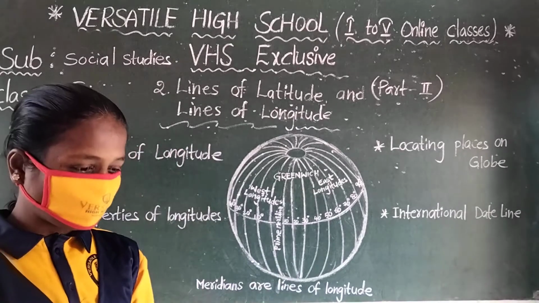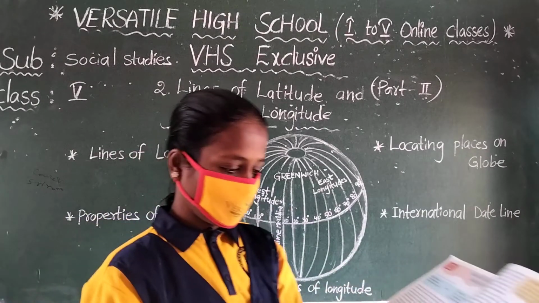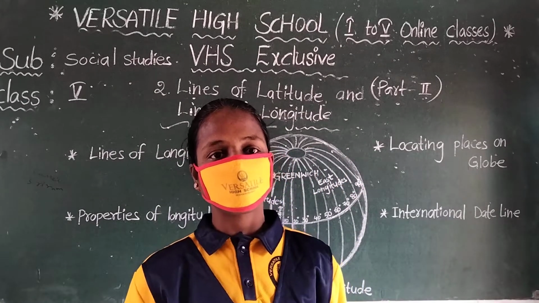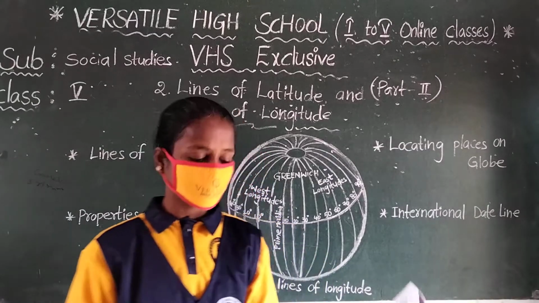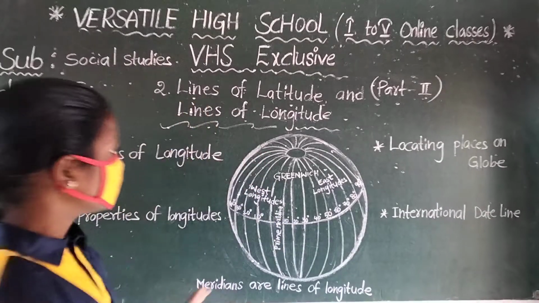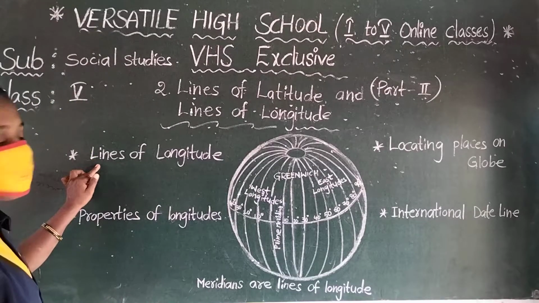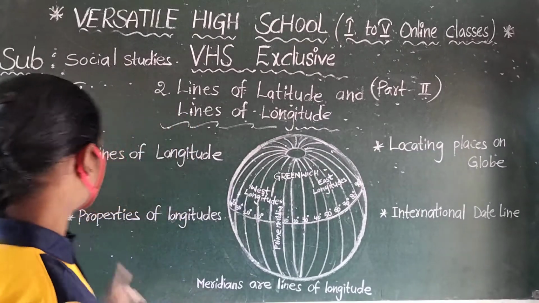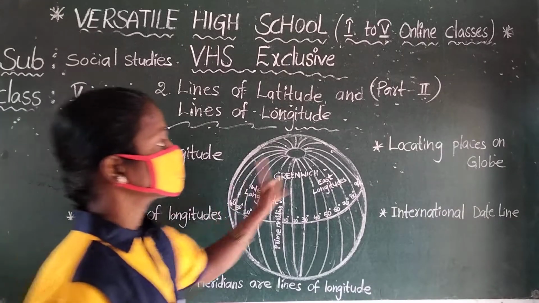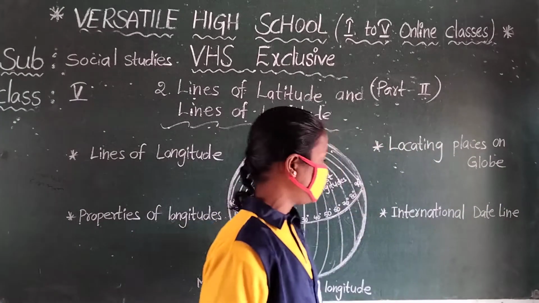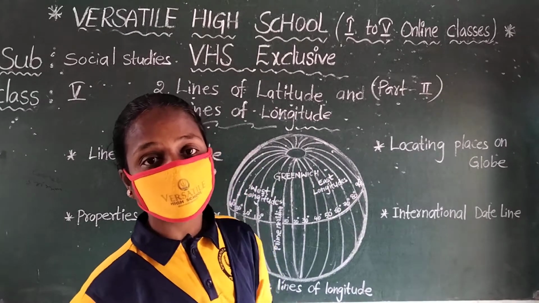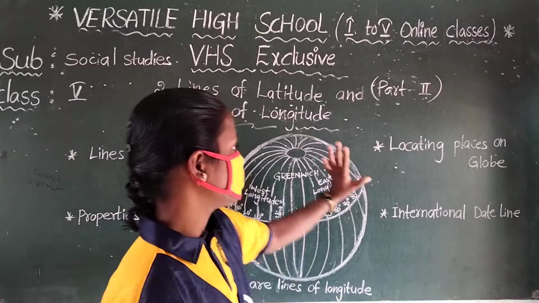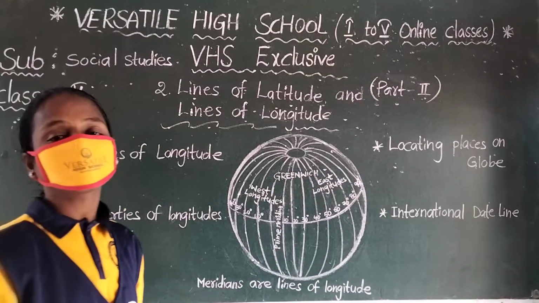Children, open your textbook to page number 15. See in your textbook. In this lesson, I will explain lines of longitude, properties of latitudes, and locating places on the globe. You know the globe: the model of the earth is called a globe. Now, the international date line. These 4 topics we will learn in this class.